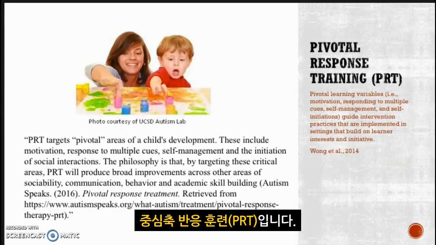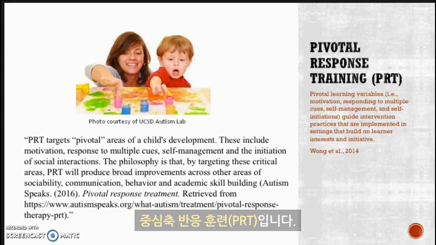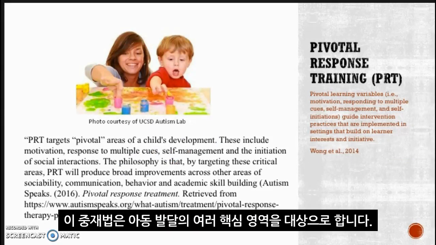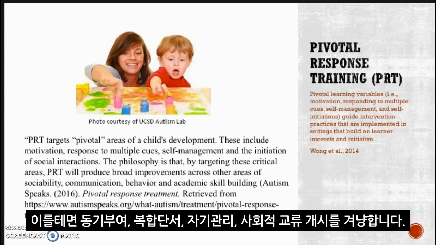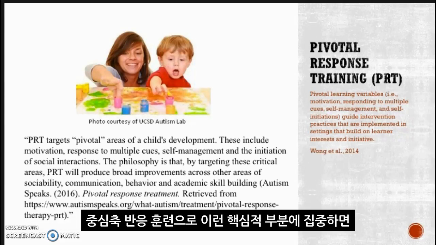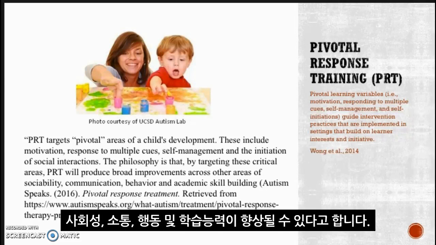Pivotal response training. Pivotal response training targets pivotal areas of a child's development. These include motivation, response to multiple cues, self-management, and the initiation of social interactions. So the philosophy of this is that by targeting these critical areas, PRT will produce broad improvements across other areas of sociability, communication, behavior, and academic skill building.